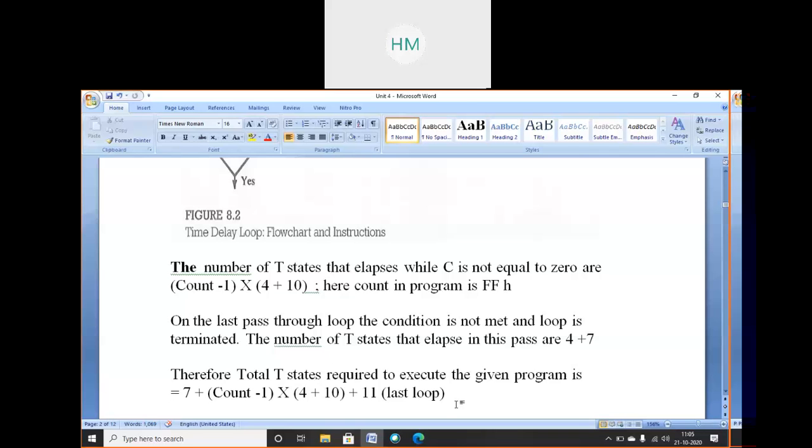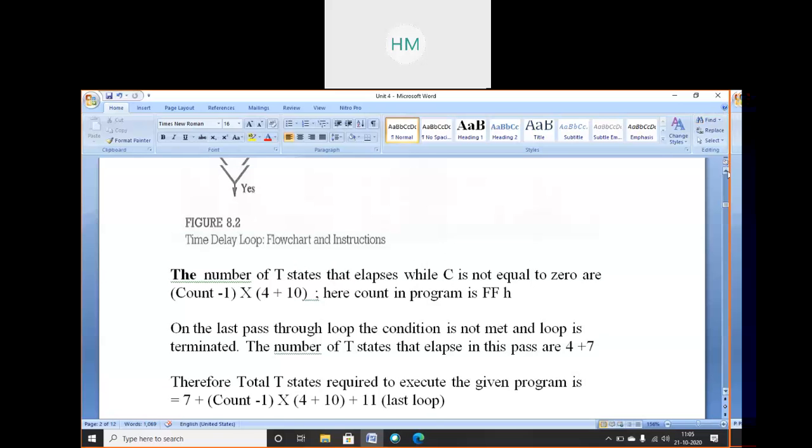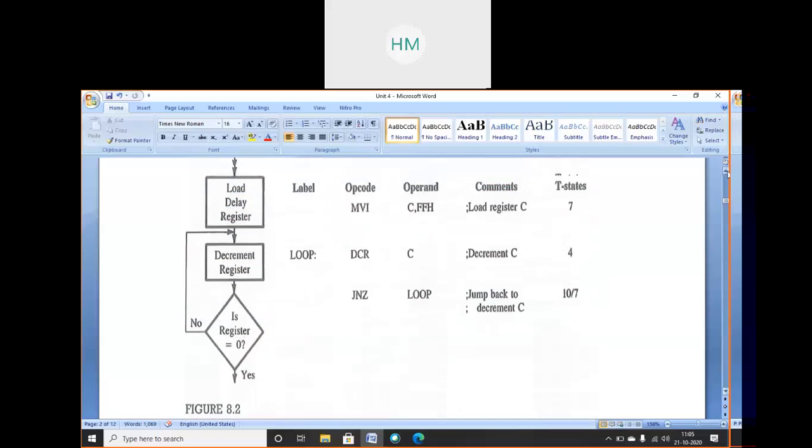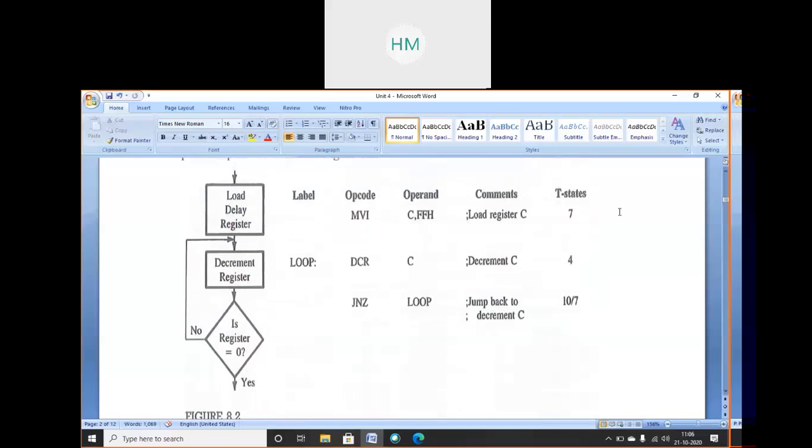Okay, we will discuss this concept one more time. See, we are writing a time delay program. This is a general instruction. First, we are loading the counter. Where is the time delay produced? The time delay is produced only here, between these two instructions. So continuously we will calculate these T states only.